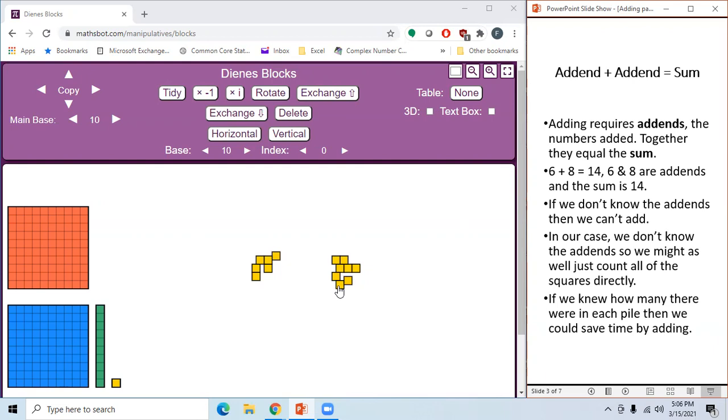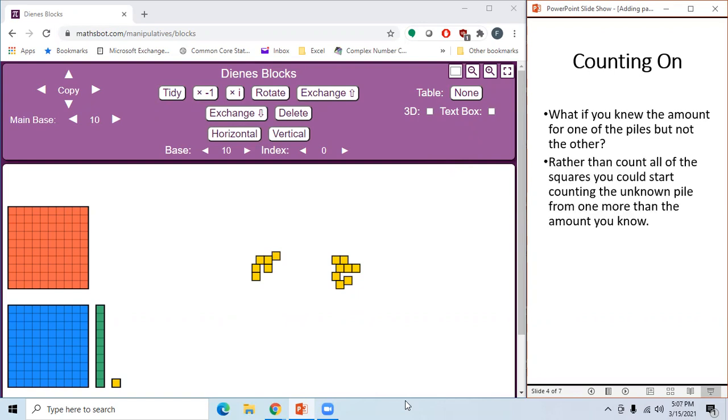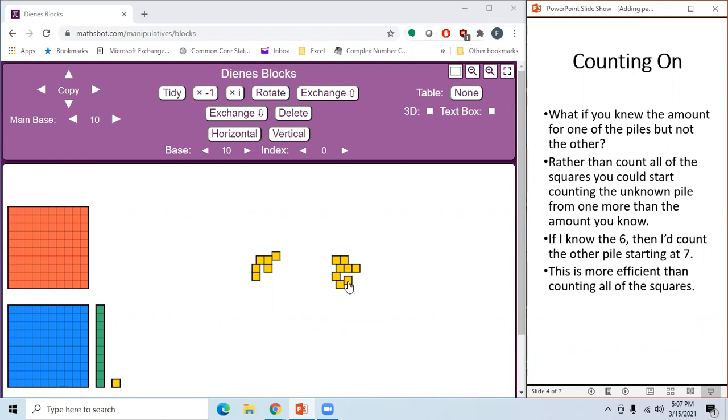If we knew how many there were in each pile, we could save time by adding. What if you knew the amount for one of the piles, but not the other? So let's assume that we know that we have 6 over here. Rather than count all the squares, you could start counting the unknown pile from one more than the amount you know. So we know the 6, and this would be 7, 8, 9, 10, 11, 12, 13, 14.